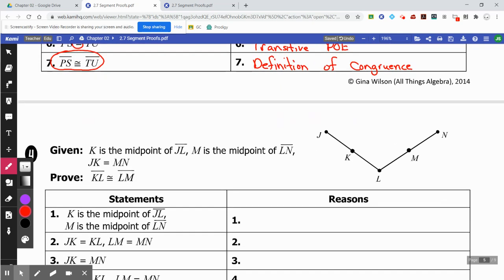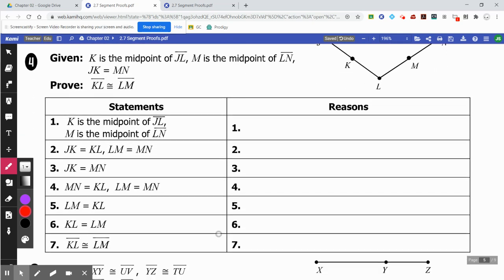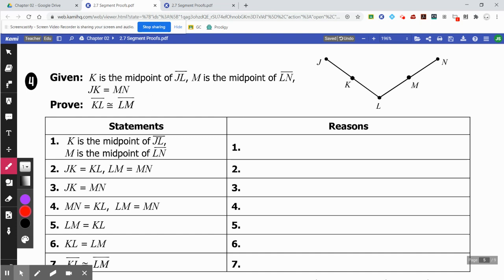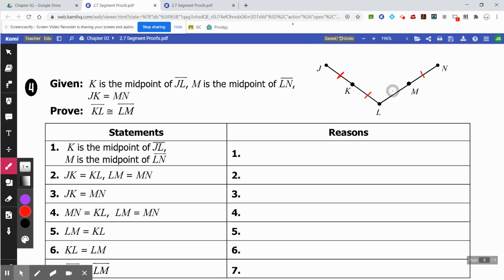Okay, the next one. Number 4. We're given that K is the midpoint of JL, which means these are the same. We're given that M is the midpoint of LN, which means those are the same. And then we're also given that JK and MN are the same. So wait a minute, if JK and MN are the same, that means I can put one tick mark here. And since this is the same as this one, that means I can put one tick mark here.